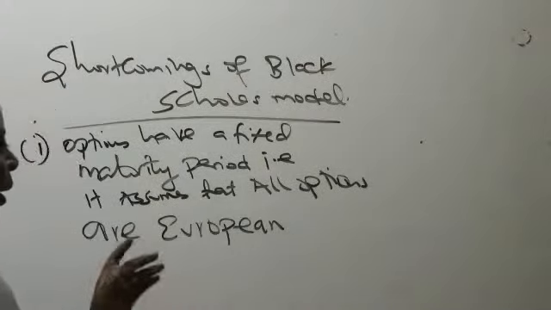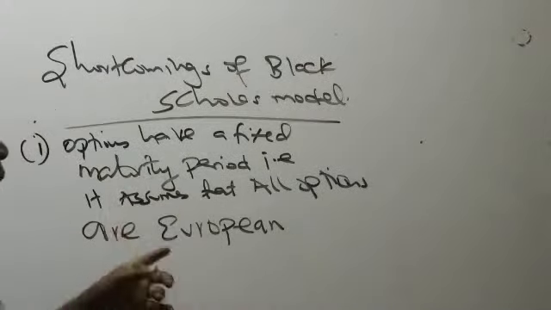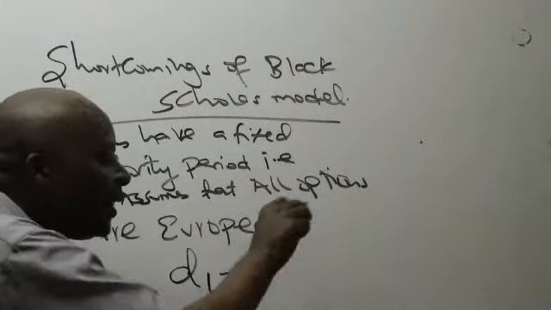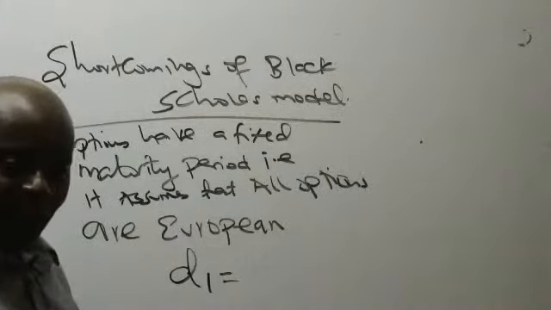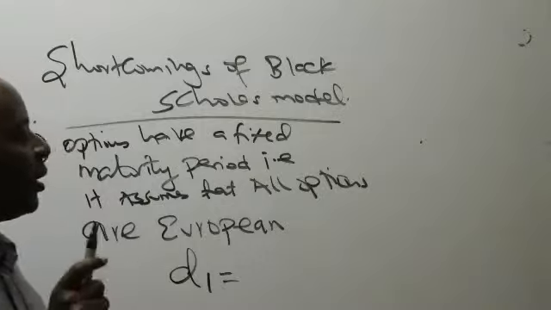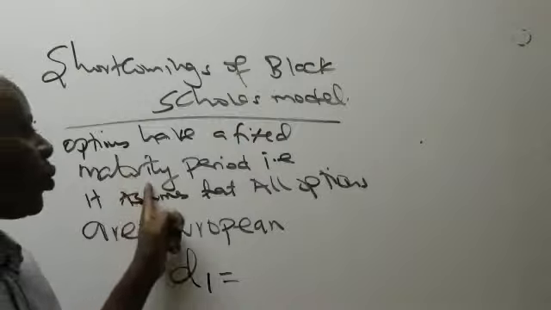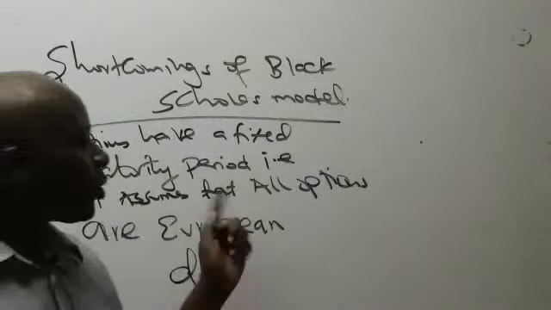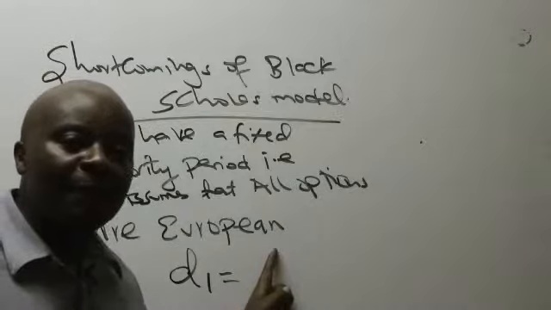So ladies and gentlemen, we are saying that options here have a fixed maturity. If you remember the D1, somewhere there is a T. So it assumes that all options in this case will mature after a definite period. Meaning that it assumes that all options are European.